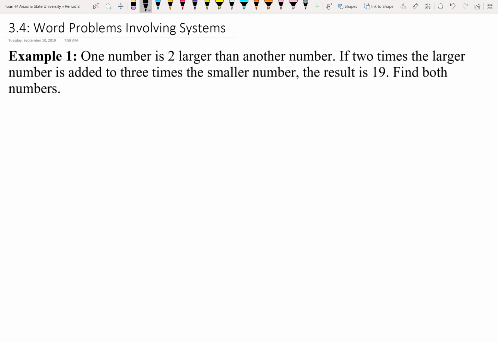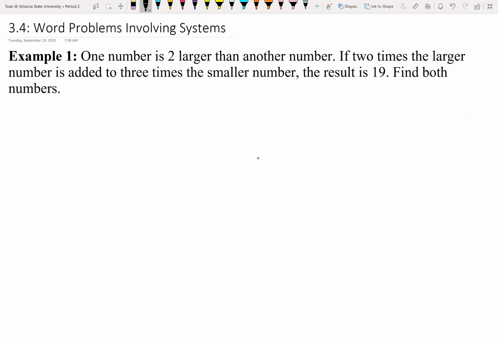Example 1 says, one number is 2 larger than another number. If 2 times the larger number is added to 3 times the smaller number, the result is 19. Find both numbers. When it comes to word problems, I usually first hone in on what they're actually asking us to find, and it's usually going to be the last sentence. Find both numbers. So since they're asking us to find both of those numbers, I got 2 things, that's more than one variable, it will probably be a system.